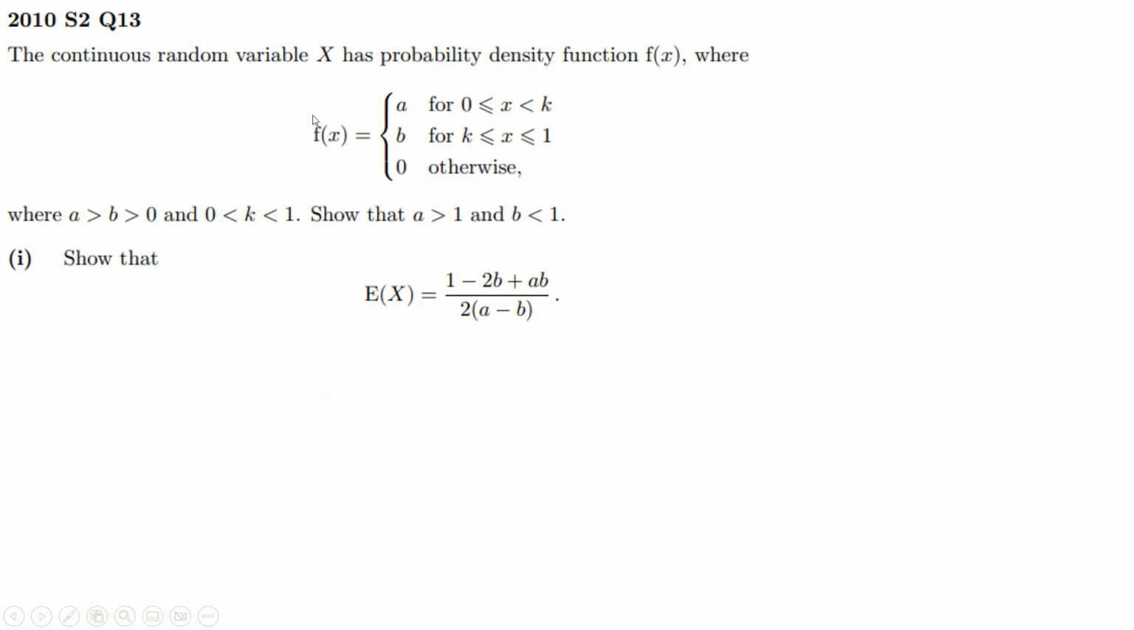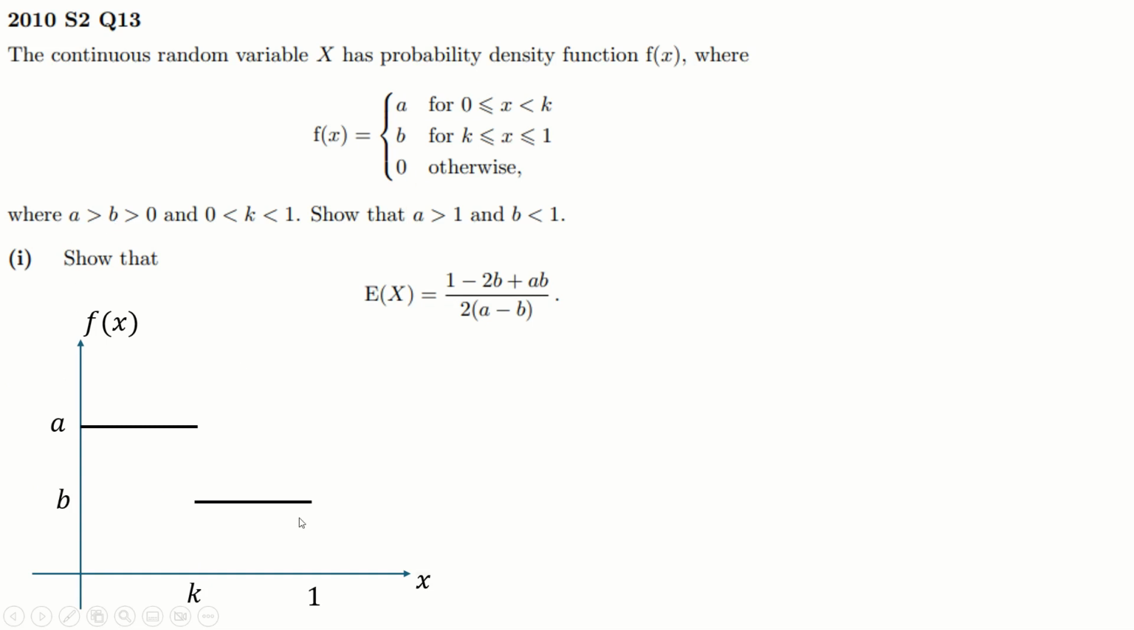So we've got a function here. Let's immediately just draw it, because this doesn't look difficult to draw. Between 0 and k, f(x) is just a, so that's a flat line at a, just going to k. And then a is a positive number which is bigger than b, so this next flat line is lower than that, up until 1, and it's 0 otherwise.